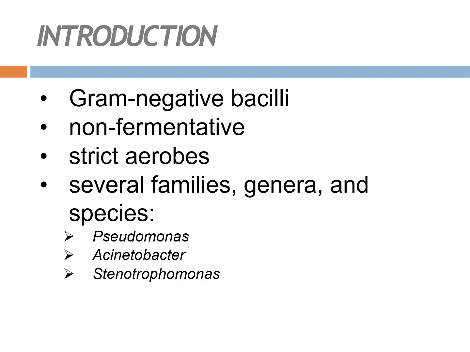Let's begin with a general introduction. Non-fermenting gram-negative bacilli are a group of bacteria that do not ferment sugars. They are strict aerobes, meaning they require oxygen to grow. This group includes several genera such as Pseudomonas, Acinetobacter, and Stenotrophomonas.